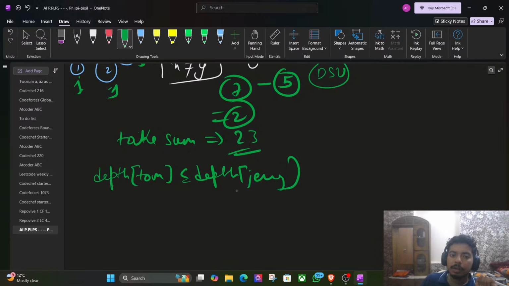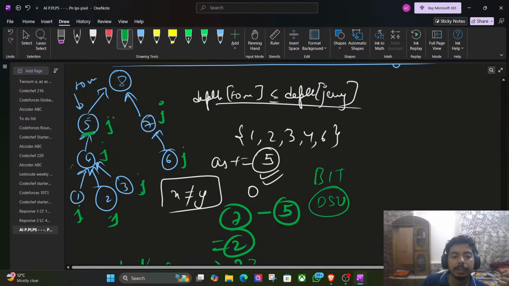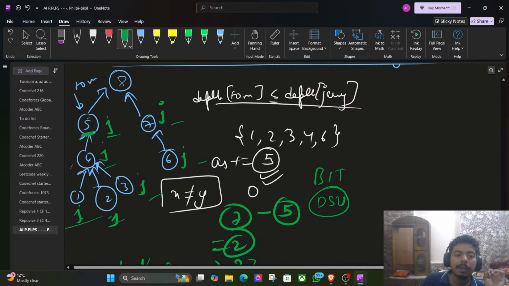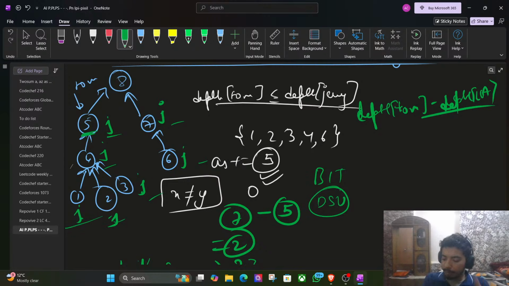Okay. Now you can calculate the total number of positions where this depth is less than or equal to, like the number of moves that we have to make. The total number of Jerrys you can calculate in one go, or you can pre-calculate it. Also, you can pre-calculate the total number of moves that Tom will take. If it is not in the subtree, it is just depth of Tom minus depth of LCA. Correct. So this is the total number of moves Tom will make. You can also pre-compute it. Okay.